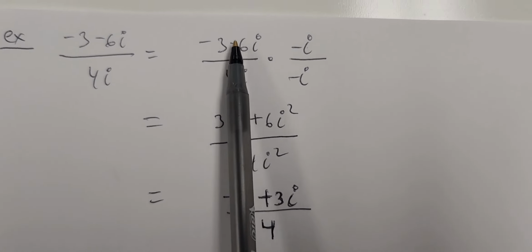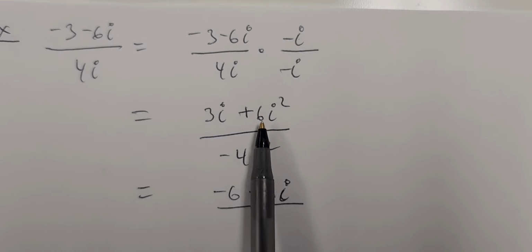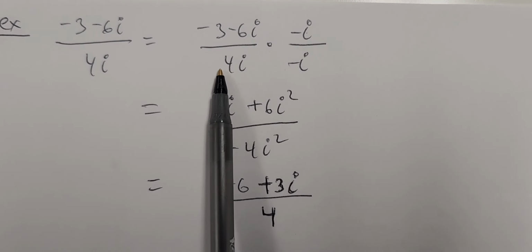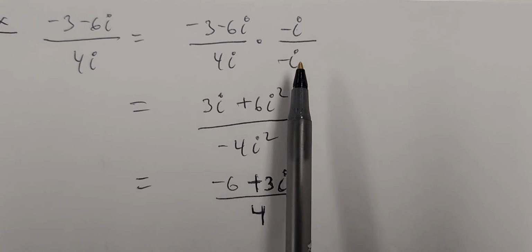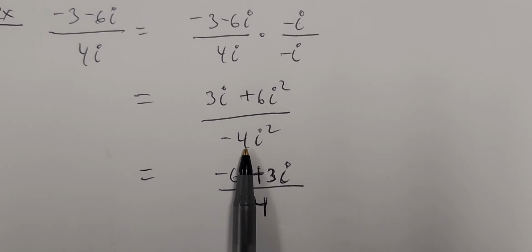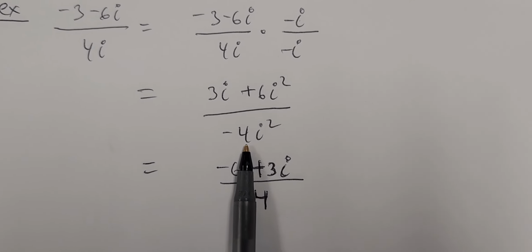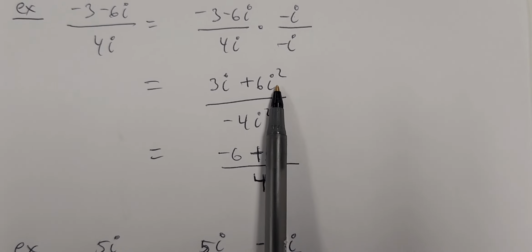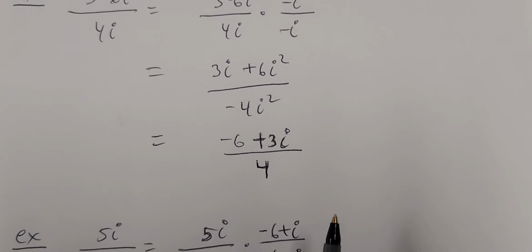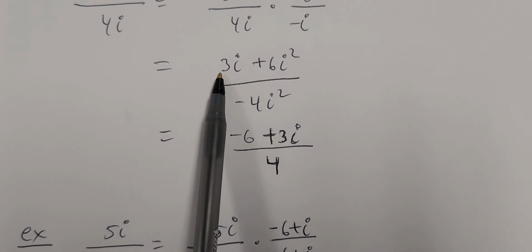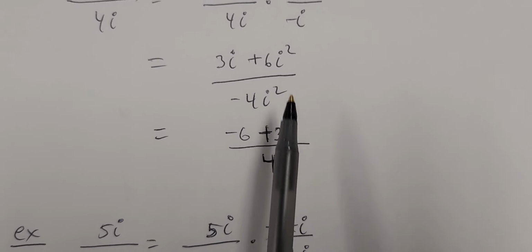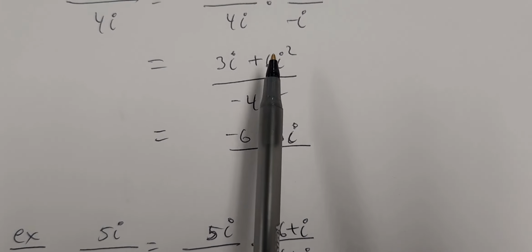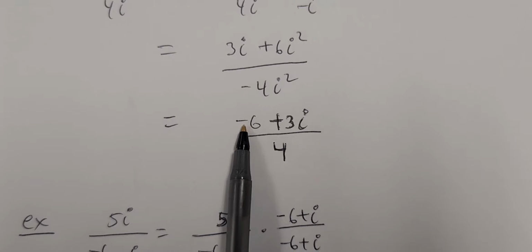Negative I times negative 6I gives me this positive 6I squared. And in the bottom, 4I times negative I gives me this negative 4I squared. After that, get rid of all the I squared, so turn the I squared into negative. So 3I, I put it in the back. This I squared is going to be a negative 1. So negative 1 times 6 will give me this negative 6.